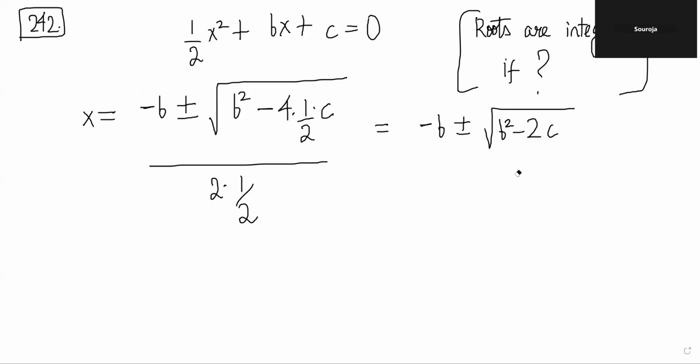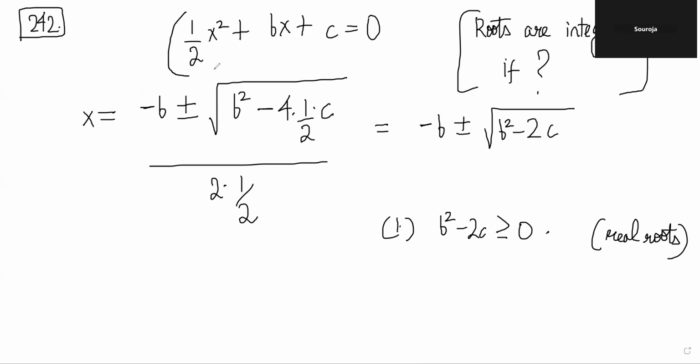1 can be removed. The only condition for roots to be integers is, first of all, b square minus 2c is greater than or equal to 0, right? Will it make a difference if I make it into x square plus 2bx plus 2c equals 0? It doesn't make any big difference. The same thing will come eventually. Any equation, if you multiply by 2, it doesn't make a difference. The roots will still be the same, right?